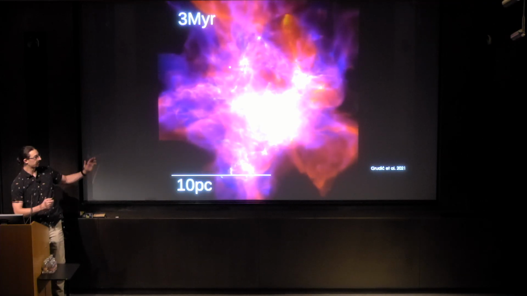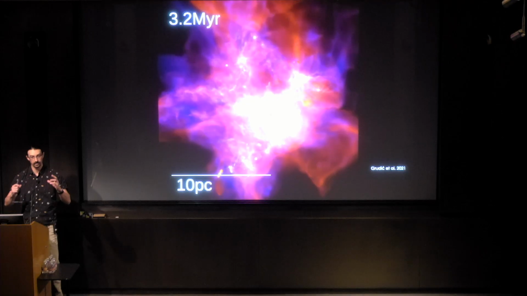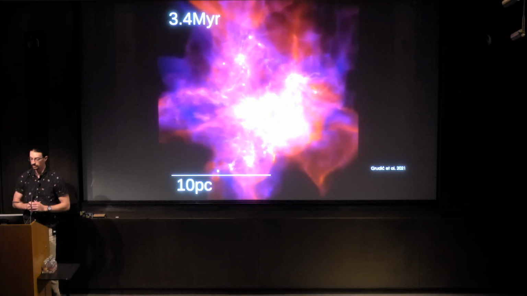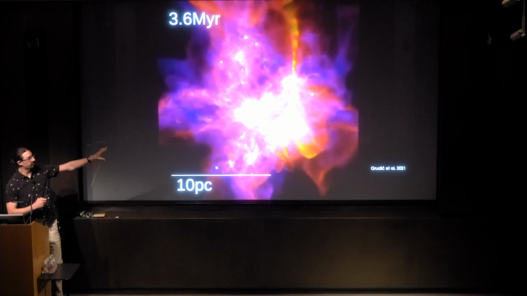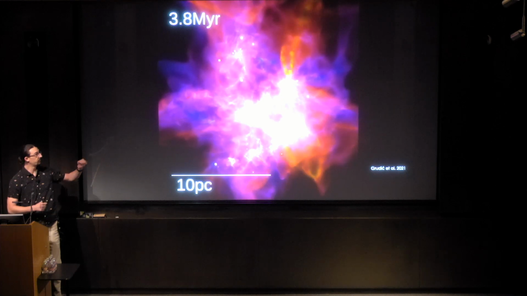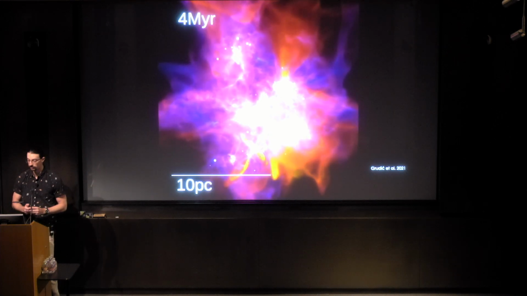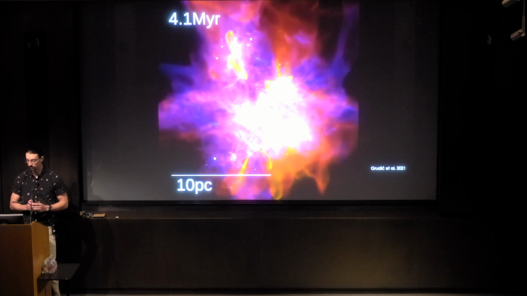So what we're seeing here is a cloud that has collapsed and forms filaments, and then along those filaments, stars are forming. And importantly, what we're seeing right here is the feedback from the most massive stars, which is going to be extremely prevalent in our story today.